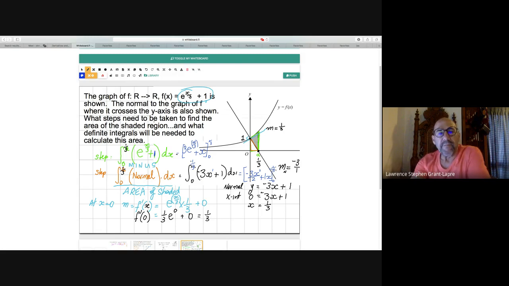I will follow up with the actual answers, but the answers are not part of this module. Calculating area is not part of this module, but working out the integral of e to the power of x over 3 plus 1 is part of this module.